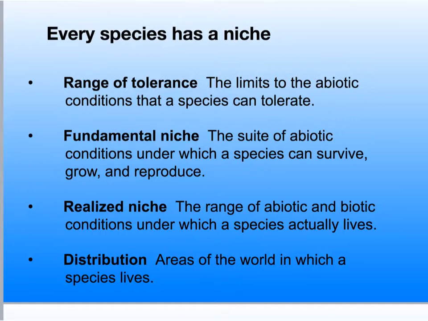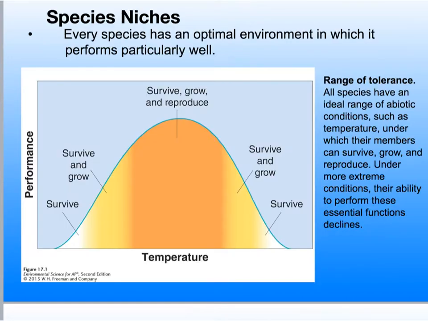So because the combination of abiotic conditions in a particular environment fundamentally determines whether a species can persist there, the suite of abiotic conditions under which a species can survive, grow, and reproduce is what we call its fundamental niche. All right, there's the diagram I was talking about. Range of tolerance. Every species has an optimal environment. And so if you're looking at temperature versus how well it can perform, it is a bell-shaped curve.